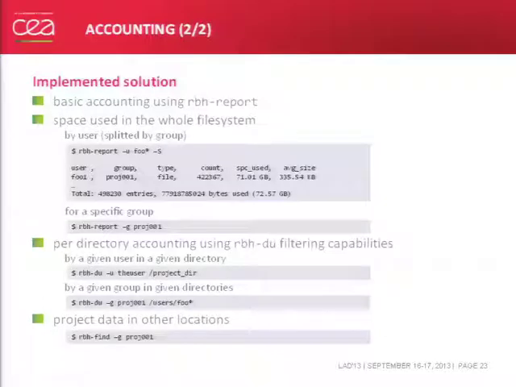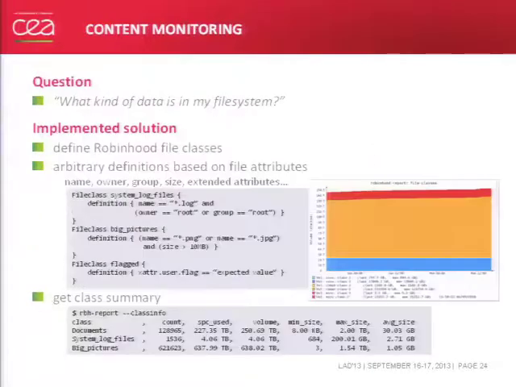You can also use rbh-du, which gives you the space used by the user in a specific directory, or by a group. That's exactly the same as du, but it doesn't scan the file system, it just uses the SQL database. And you can also use rbh-find to find files with specific attributes in your whole file system.